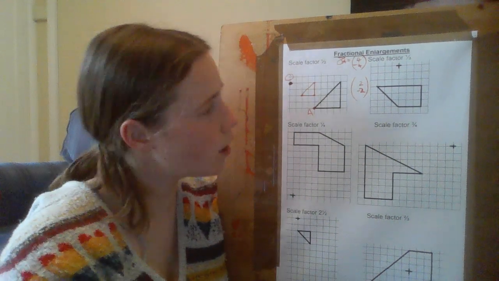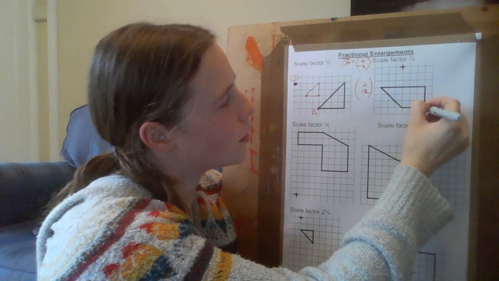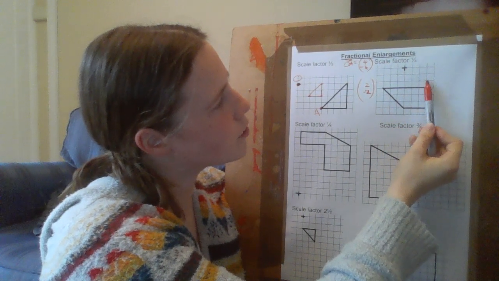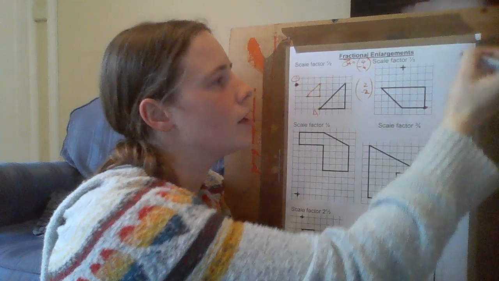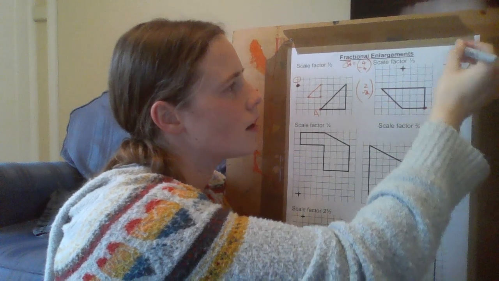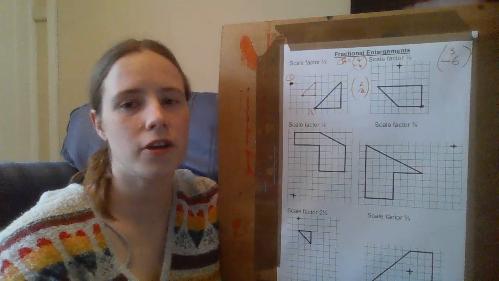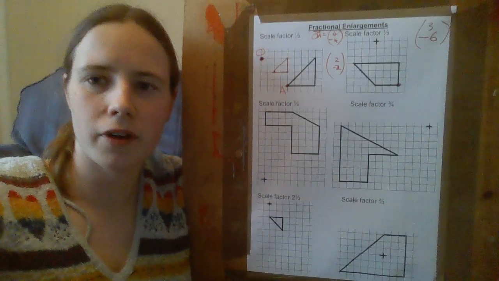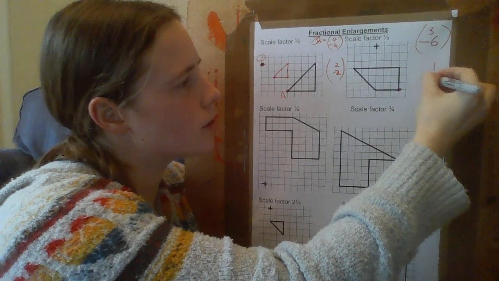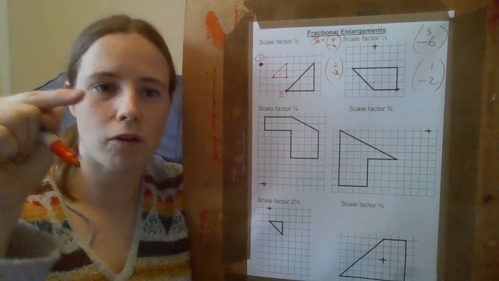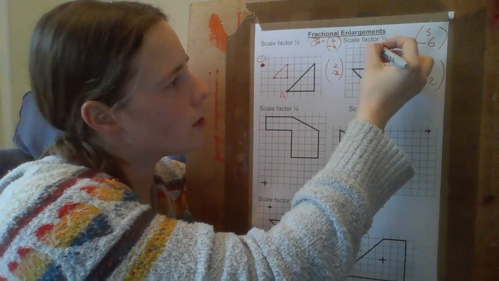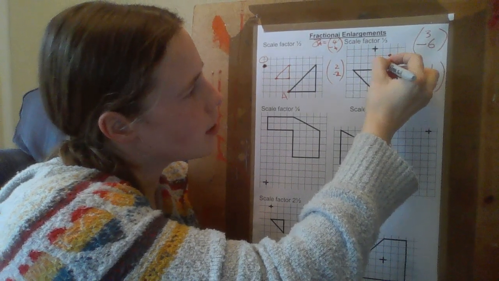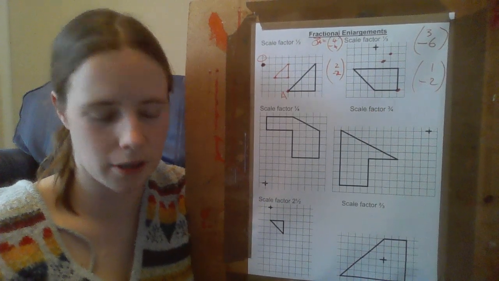For the next question, I'm going to think about this corner here to begin with. This corner here is 1, 2, 3 across, 1, 2, 3, 4, 5, 6 down. So (3, -6). I need to times that by a third because my scale factor for this question is 1/3. So 1/3 of (3, -6) is (1, -2). So I need to go 1 across, 2 down from my centre of enlargement, apologies. Okay, that's where my bottom corner is going to be.